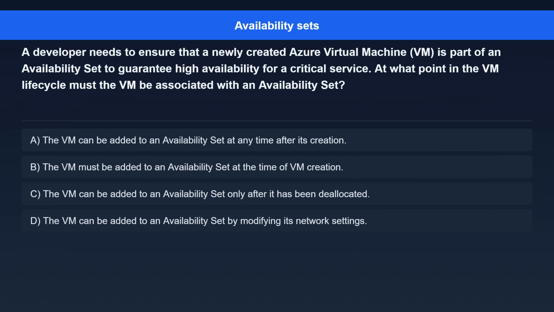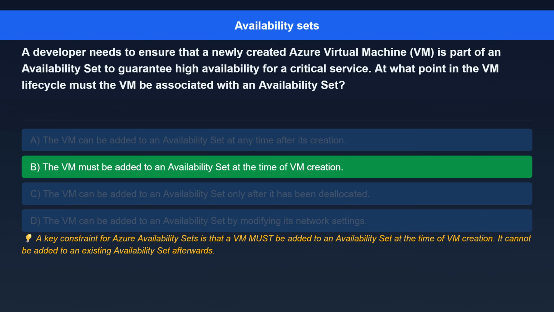Question 3. A developer needs to ensure that a newly created Azure Virtual Machine, VM, is part of an availability set to guarantee high availability for a critical service. At what point in the VM lifecycle must the VM be associated with an availability set? Option A. The VM can be added to an availability set at any time after its creation. Option B. The VM must be added to an availability set at the time of VM creation. Option C. The VM can be added to an availability set only after it has been deallocated. Option D. The VM can be added to an availability set by modifying its network settings.